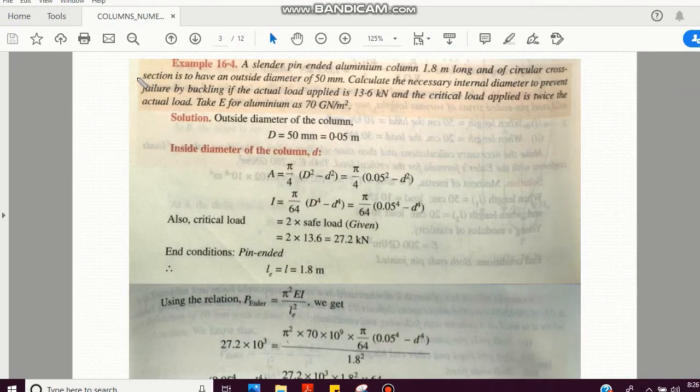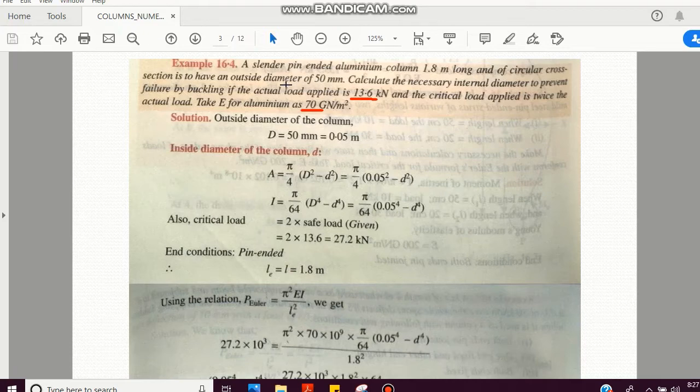The first numerical says that a slender pin-ended aluminum column 1.8 meter long and of circular cross section is to have an outside diameter of 50 mm. Calculate the necessary internal diameter to prevent failure by buckling if the actual load applied is 13.6 kilonewton and the critical load applied is twice the actual load. Take E as 70 giganewton per meter square.